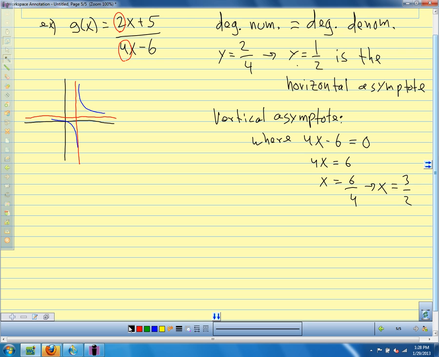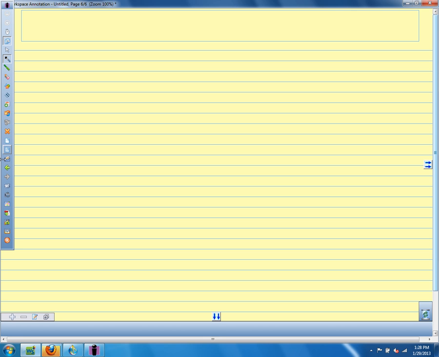Questions on finding horizontal and vertical asymptotes? We're going to spend a couple days practicing with this. So, vertical asymptote where the denominator equals 0. Horizontal asymptote we have to pick depending on the degree of the numerator and the degree of the denominator. All right. Now if we're given a rational function, how do we graph it? How can we figure out what it looks like? So we're going to talk about graphing.